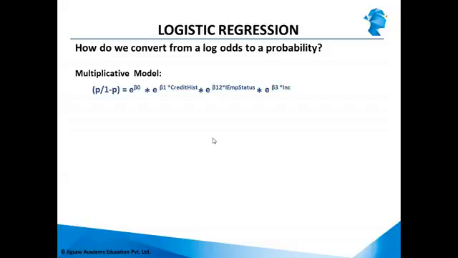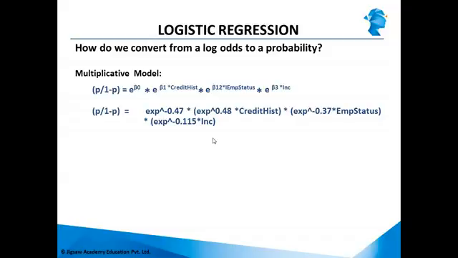Now notice that instead of a plus sign, we now have a multiplicative model. If you take an exponent of an additive model, it becomes a multiplicative model. So I can actually calculate p over 1 minus p by substituting the beta 0, beta 1 values like this, and I will get an equation like this: 0.624, which is the exponent of beta 0, times 1.63 times credit history times 0.68 times employment status times 0.89 times income.